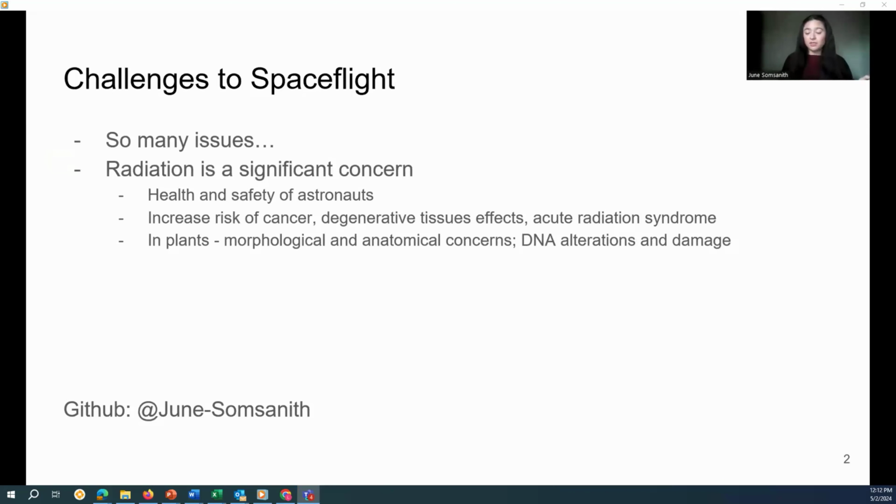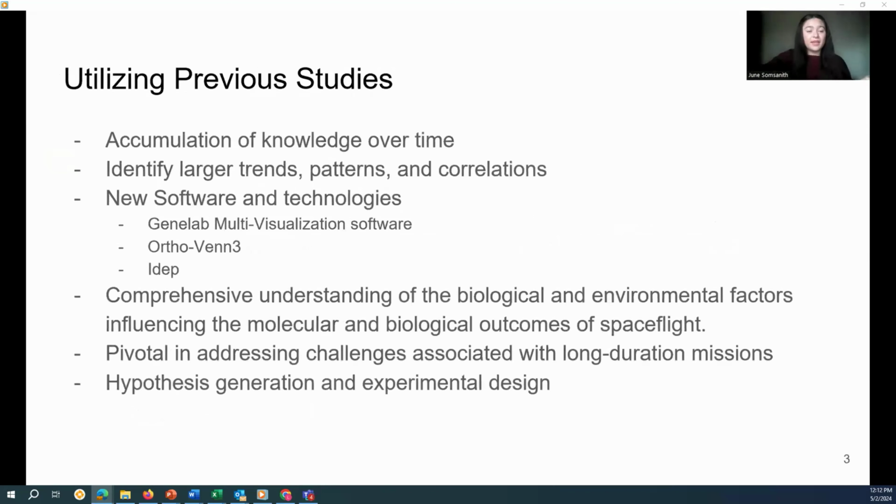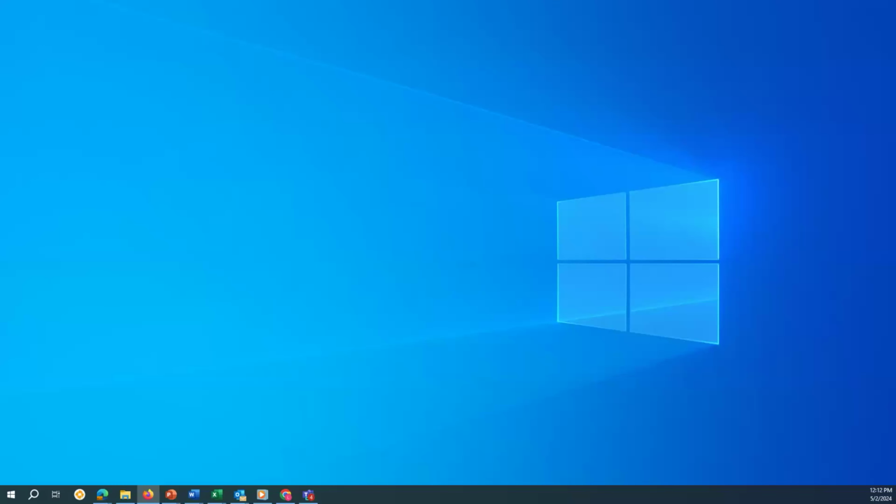My GitHub is at the bottom of the page, and there will be more opportunities to get my contact info for any questions that you may have after this presentation. For this study, I utilized previous studies to help identify larger trends, patterns, and correlations that we may not have with just looking at one single study. I tried to utilize the GeneLab multi-visualization software. I also used iDEP and OrthoVenn3. There are a lot of different softwares to choose from now. If you would like to replicate this or try this on your own, these are just what I used.